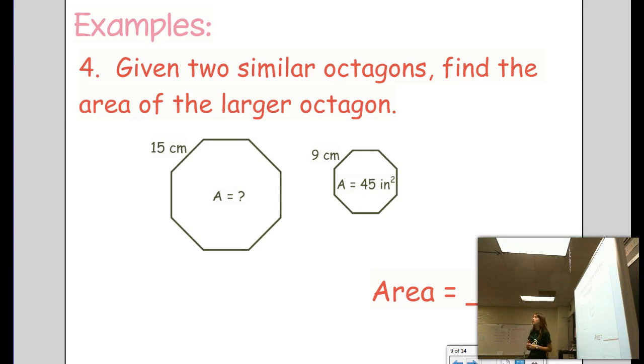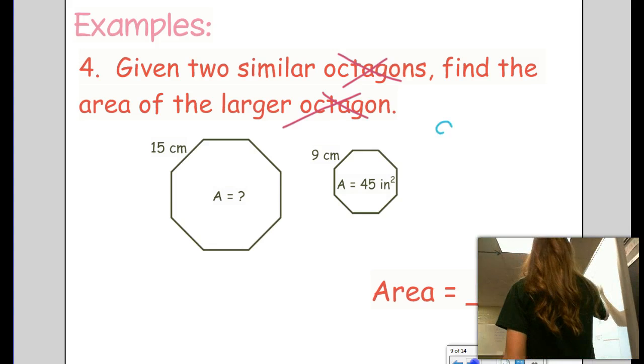Let's look at the next one. These are similar. What are they? Octagons. Yeah, they're polygons, but more specifically, they're octagons. But remember, we don't care that you're an octagon. All we care about are the dimensions, 1D or 2D.